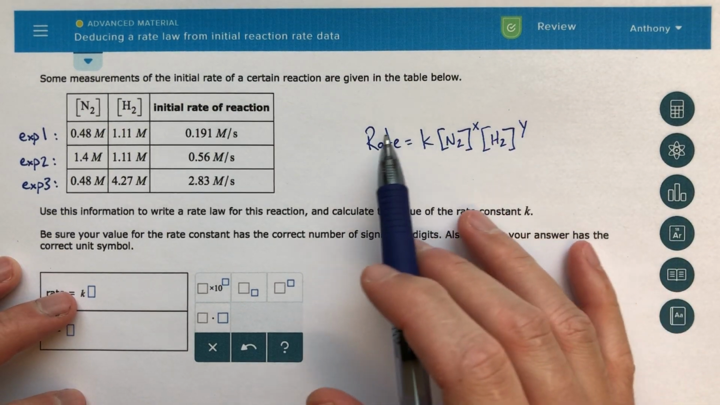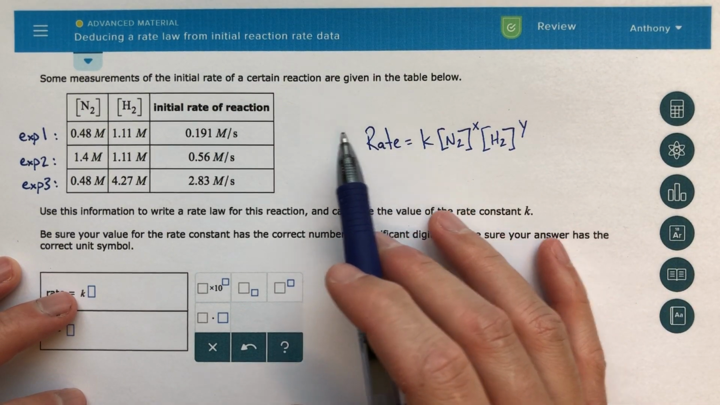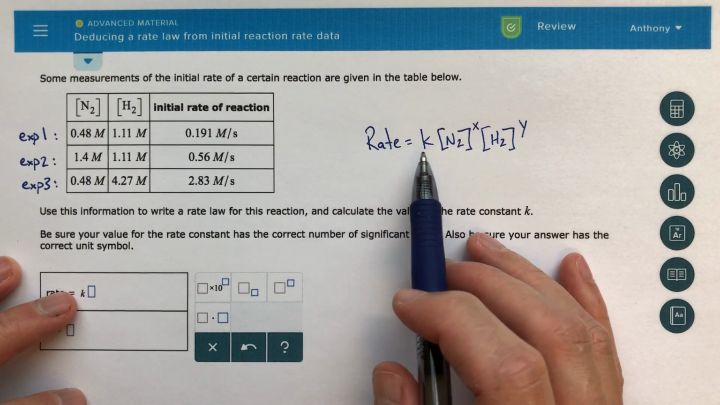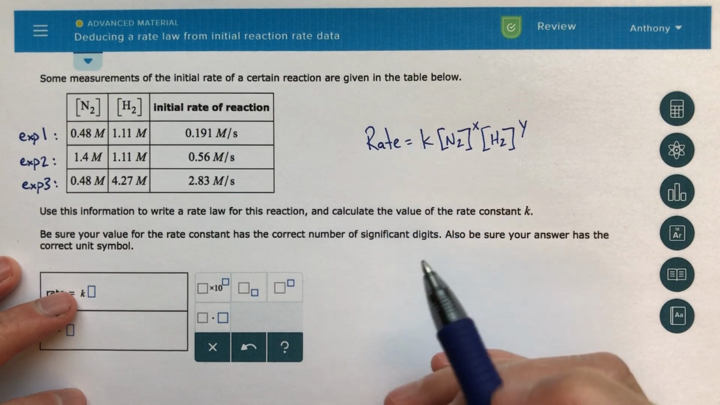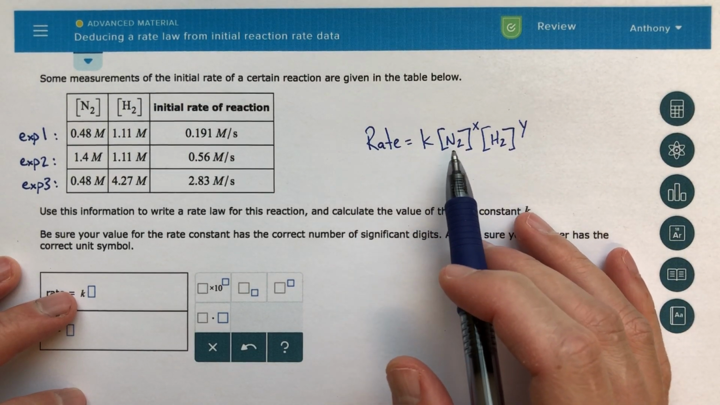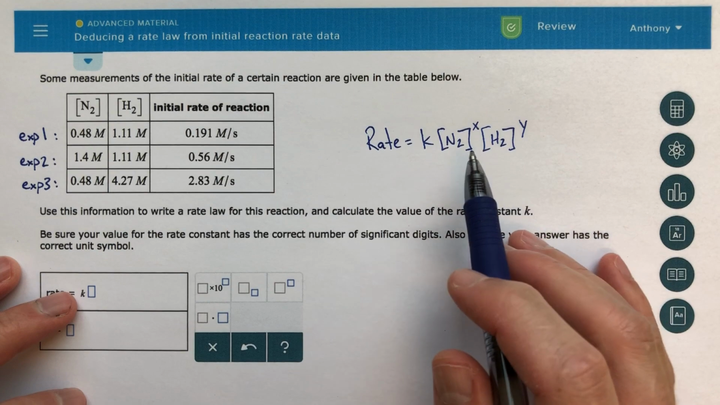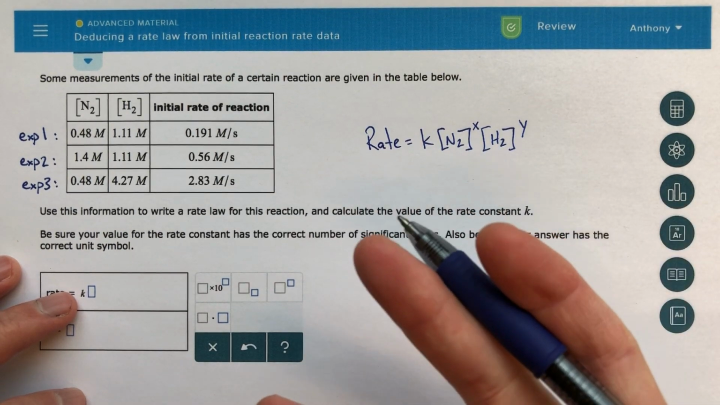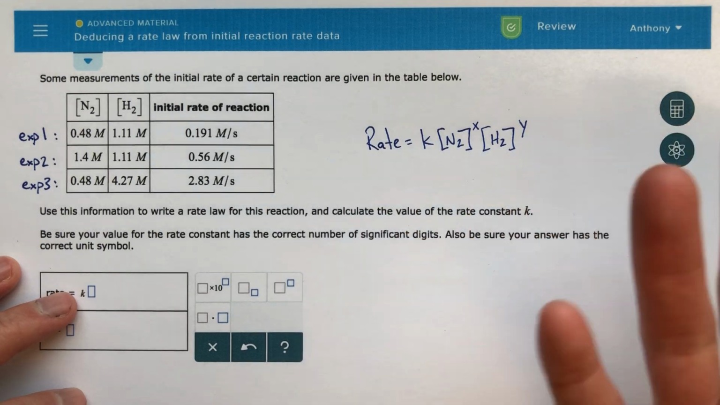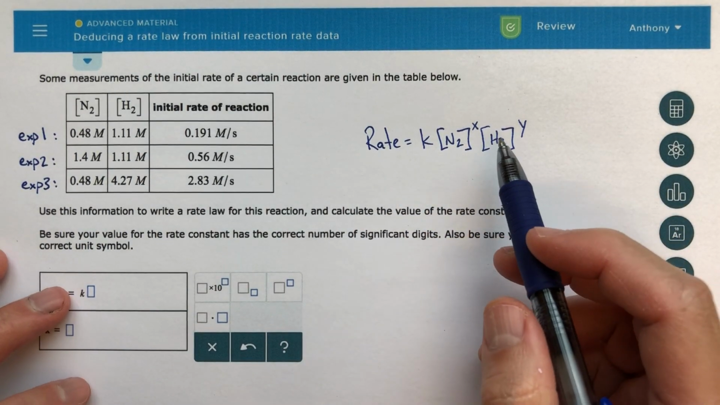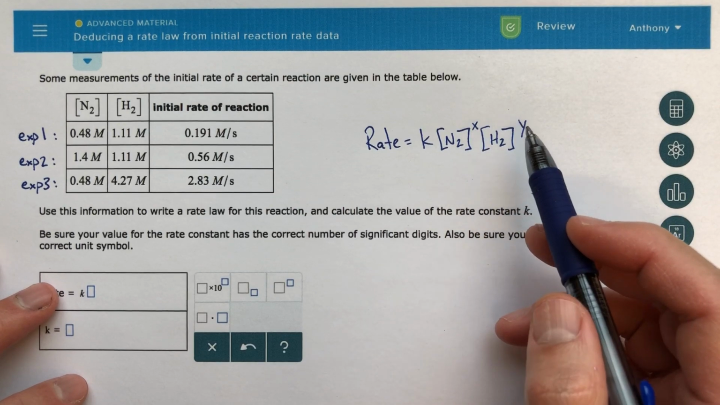So this rate law is going to tell us what the reaction rate is, the initial rate of reaction, that's this rate here. And that's going to equal some constant K that's specific to that chemical reaction times the concentration of the reactants raised to some power X or Y. So these are my reactants, N2 and H2. So this would be some reaction where I'm reacting nitrogen with hydrogen, maybe to form ammonia. And the rate of that reaction is going to be determined by the order of these X and Y.